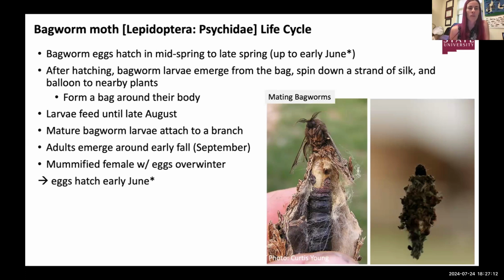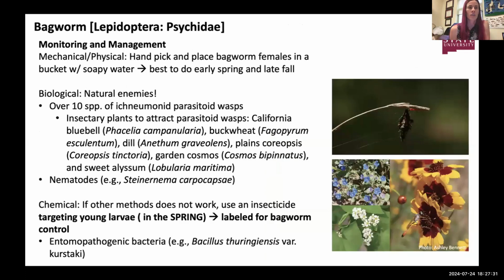Mature bagworm larvae attach to a branch and then they emerge. The adults will emerge in the early fall, so around September, this is when the mating happens. And then the female will become a mummified egg case, and then the eggs will hatch again in early June. So that's their cycle. What can you do?